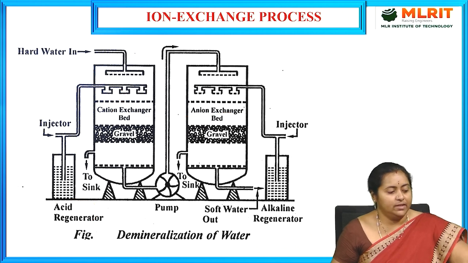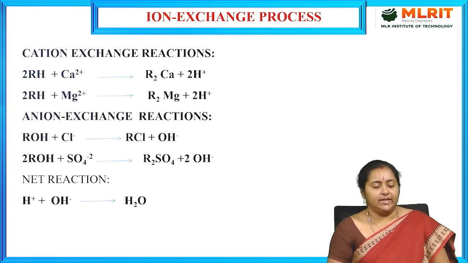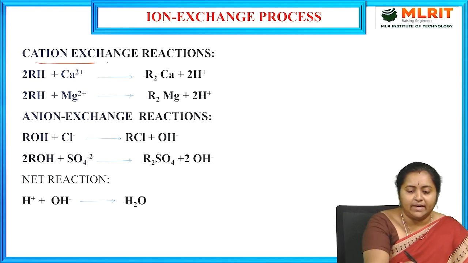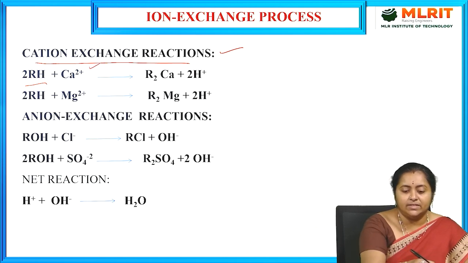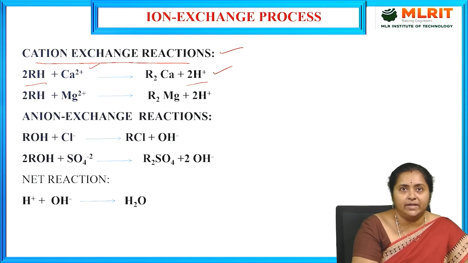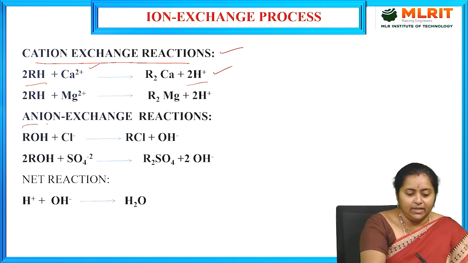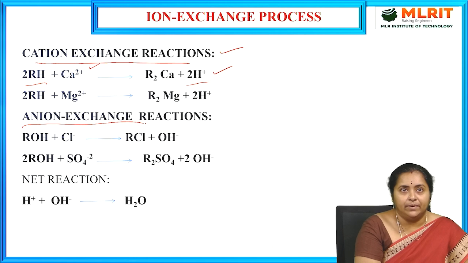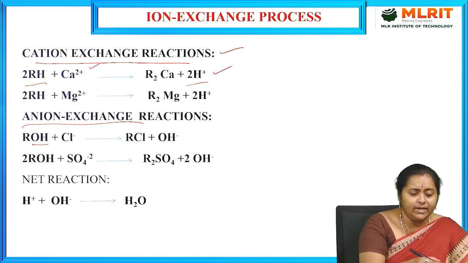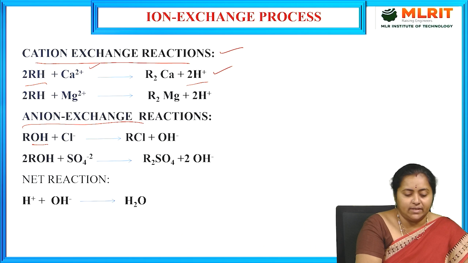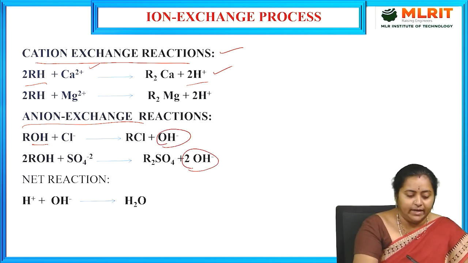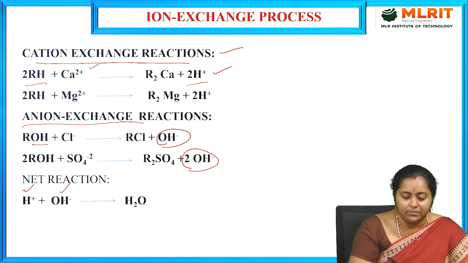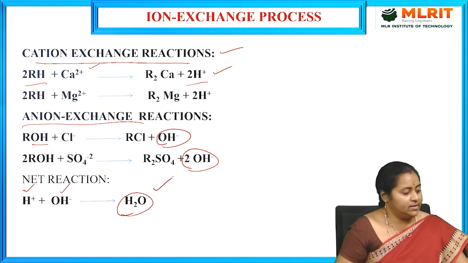So let us go through the mechanism or reaction part. Let us see what I have discussed so far. As I told you, what happens in cation exchange reactions? It will contain cation exchange resin RH. When hot water is added in the first compartment, it is capable of exchanging its H plus ions with the calcium ions, thereby releasing H plus ions into the water. Next, it is allowed to pass into the anion exchange chamber. There it is able to exchange its OH minus ions with the Cl minus ions or sulfate ions, thereby releasing OH minus ions into the hot water. At the end, H plus and OH minus combine to produce water molecules. These are the reactions that happen.